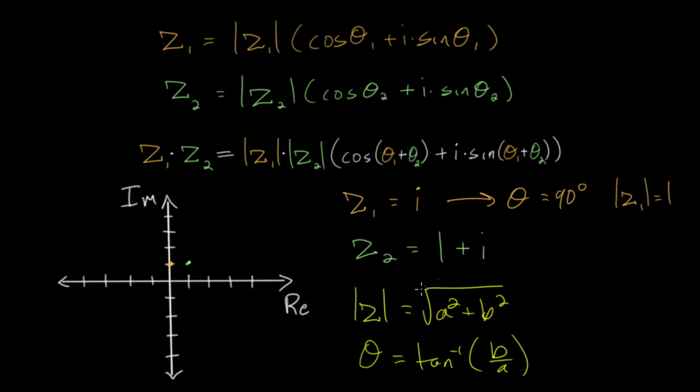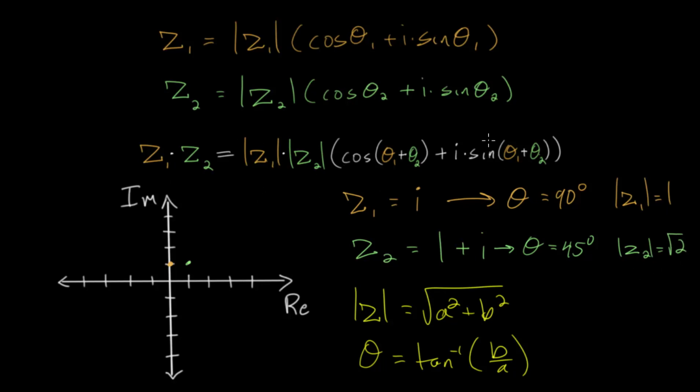So its magnitude in this case is equal to 1. And for z2, we can calculate its angle. We would find the inverse tangent of 1 divided by 1, which is 45 degrees. You can see that it is a line that splits the imaginary and real axes. So for z2, the angle is 45 degrees. And if we calculate its magnitude, we would get the square root of 1 squared plus 1 squared, which simplifies to the square root of 2.